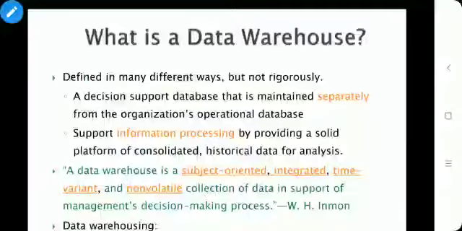Today we will start with our unit 1, data warehouse. So what is data warehouse? A data warehouse is a subject oriented, integrated, time variant and non volatile collection of data in support of management's decision making process. So this is the definition by W.H. Inmon. So subject oriented, integrated, time variant and non volatile are the features of the data warehouse.